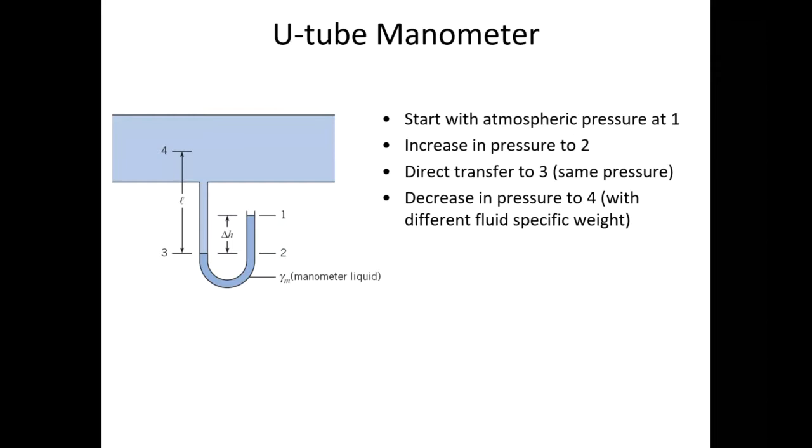If you have this fluid that's 13 times more dense than water, then that would cut down your deflection delta H by a factor of 13. So the process is that we say, where do we know in this system? If we're interested in finding out what's the pressure in the center of the pipe at location 4, let's begin where we already know the pressure.